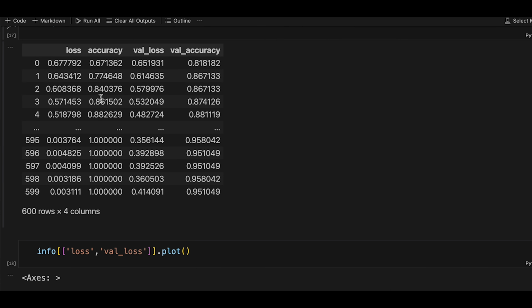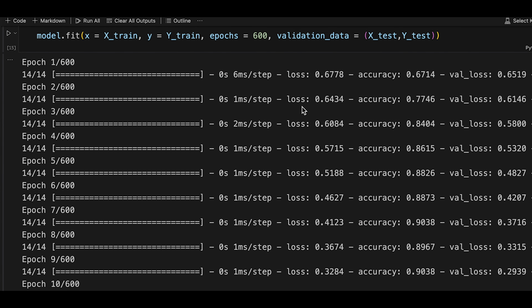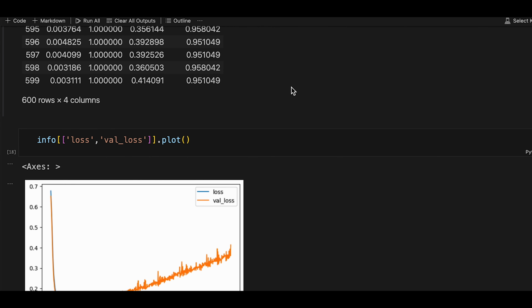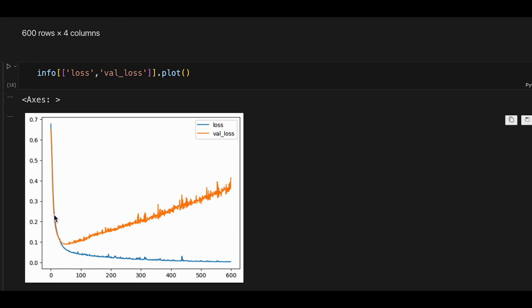And all this information we get from model.history.history. That means the loss, accuracy, validation loss, and validation accuracy were saved in model.history.history. Using the loss and validation loss, if we plot what is happening, our loss and validation loss are reducing till some point, but after some point the validation loss keeps on increasing, whereas the training loss is slowly reducing. That means training loss is reducing, whereas validation loss is increasing.